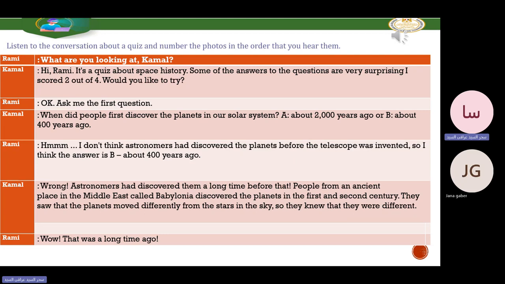Yes, it is very long. Okay, Student's Book, Unit 10, Lesson 2, Exercise 4. Listen to the conversation about a quiz and number the photos in the order.